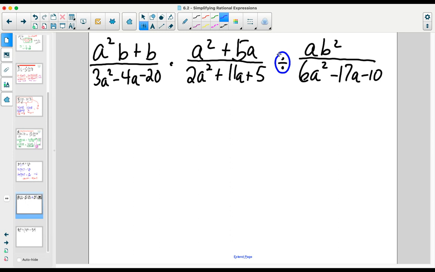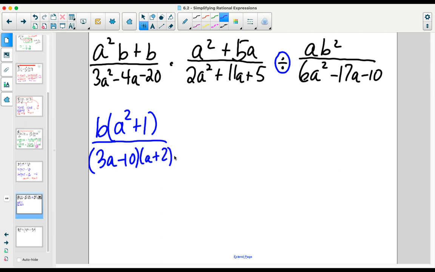The other two will stay the way they are, factored as they are, and we'll simplify as best we can, given all of the factors from each of the fractions. So looking at each one of these 6 pieces one at a time. In this first numerator, we see a common factor of b, leaving behind an a squared plus 1. In the denominator, we might want to engage the AC method or use a little bit of trial and error, but we can get a factorization there of 3a minus 10 and a plus 2.